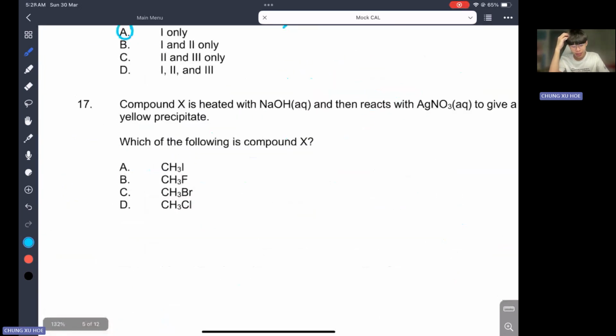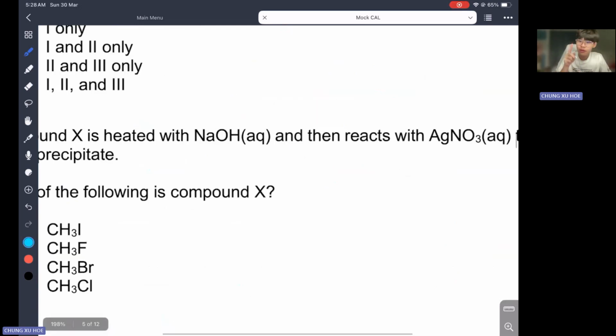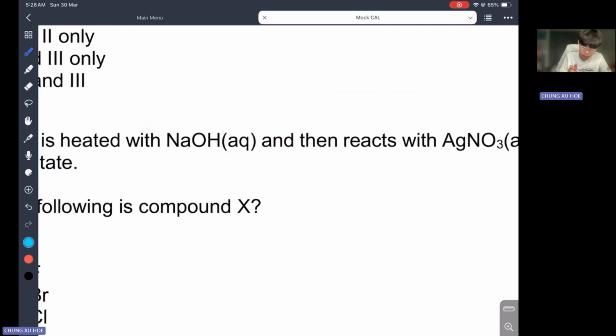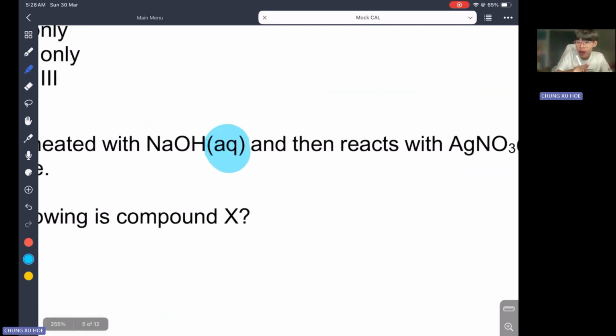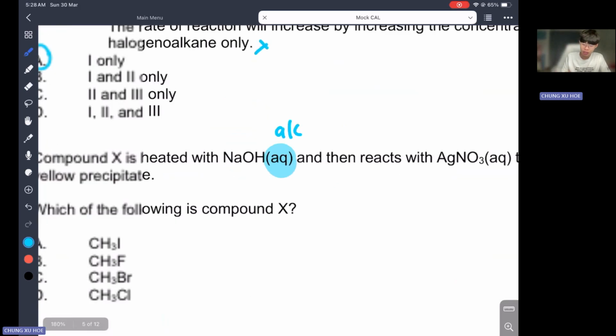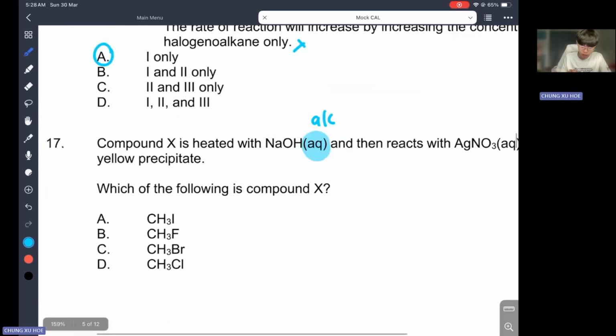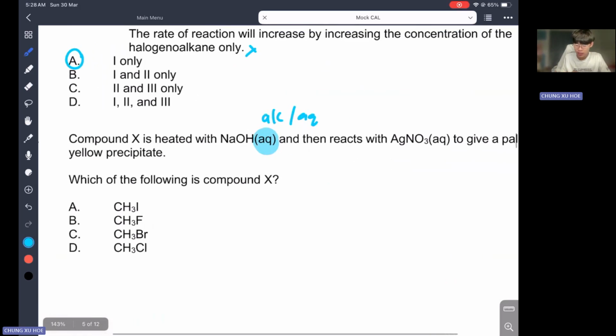17. Compound X is heated with NaOH. Remember, when you see NaOH, don't be so happy to just finalize it's a hydrolysis. No. Be careful of the aqueous there. If it's aqueous, that means it's hydrolysis. If it's alcoholic there, it's not hydrolysis. That one is elimination. So here, compound X heated with NaOH aqueous, that means this is hydrolysis.